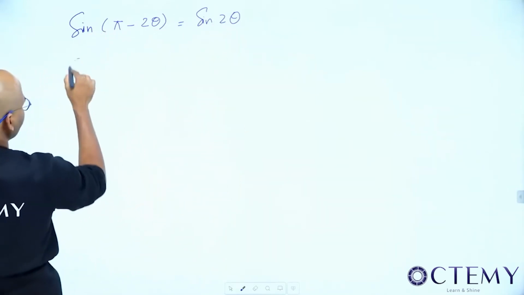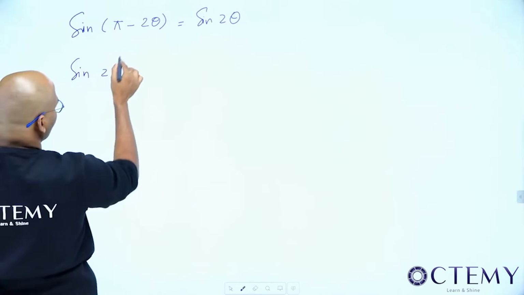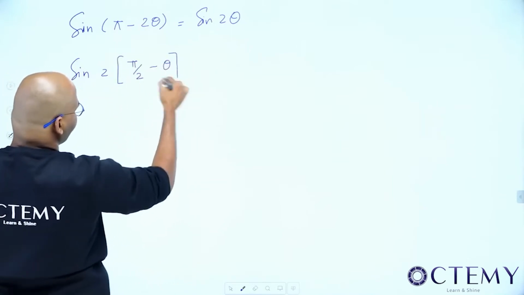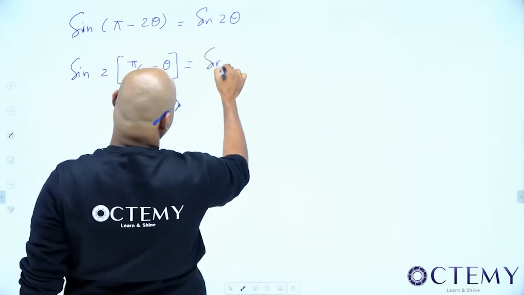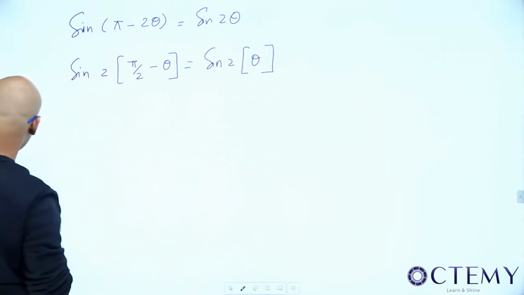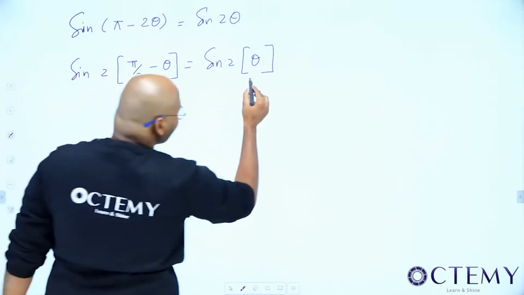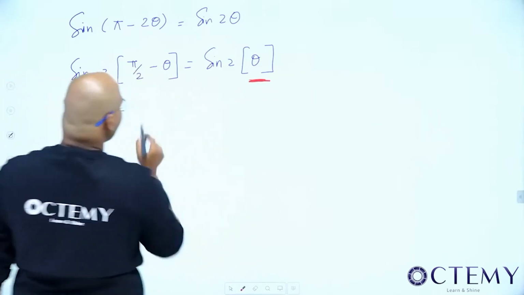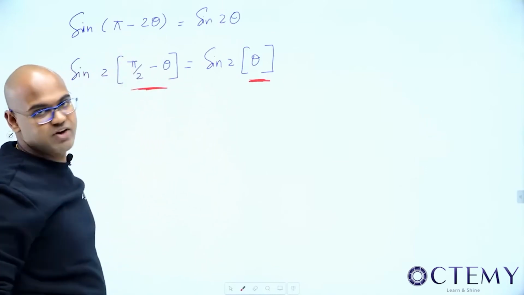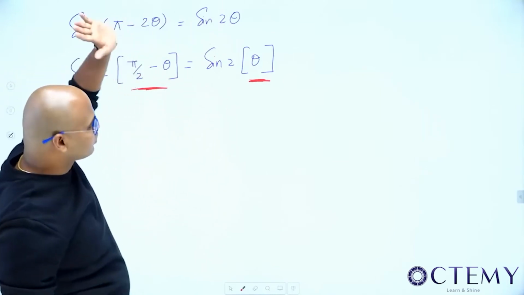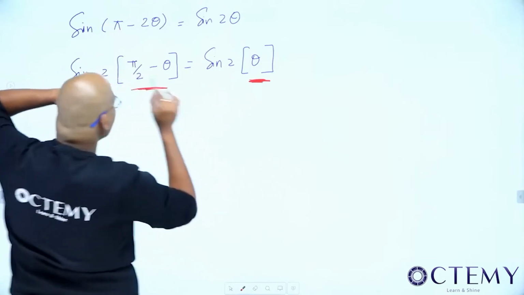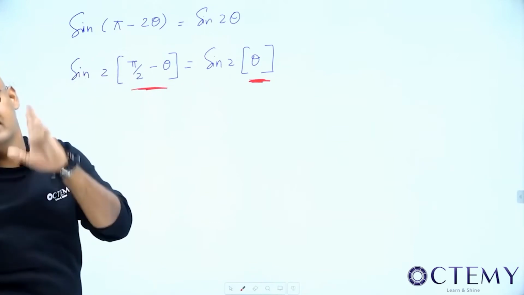Now if I take 2 common, what will happen? Pi by 2 minus theta. Sine 2 into theta. Now please all of you see here. Either you have a value theta or pi by 2 minus theta, my sine 2 theta is going to give me the same value, because sine of 2 times pi by 2 minus theta is nothing but sine 2 theta. So either you have theta or pi by 2 minus theta, you will get the same value.